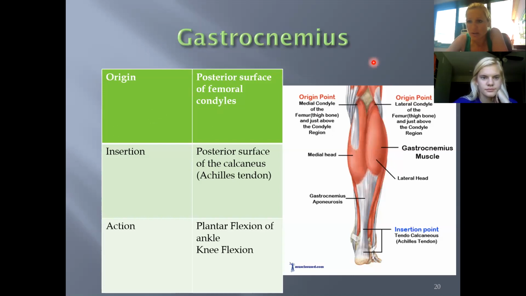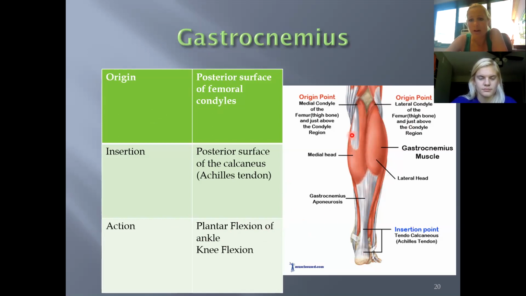Here's your origin insertion actions for gastroc. Again, gastroc is unique because it's biarticular and it actually originates on the back of the femur. So it does assist with knee flexion. However, its primary action is plantar flexion.